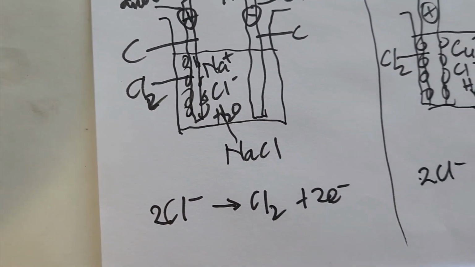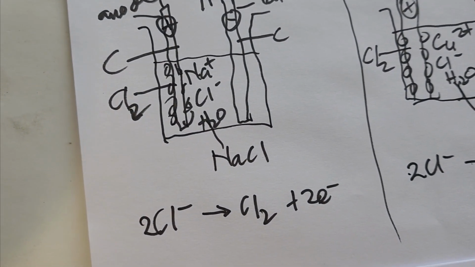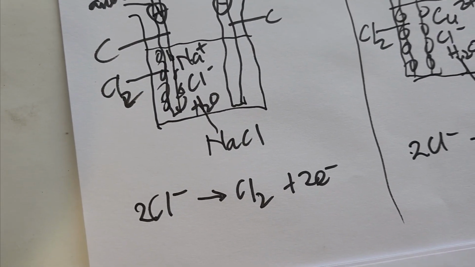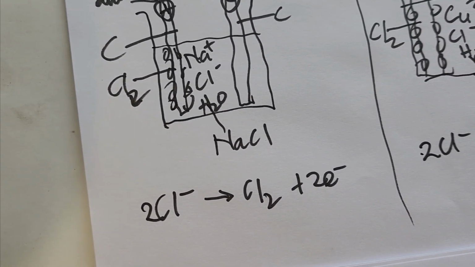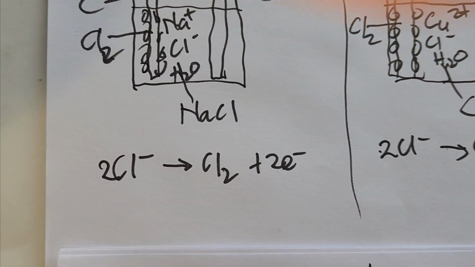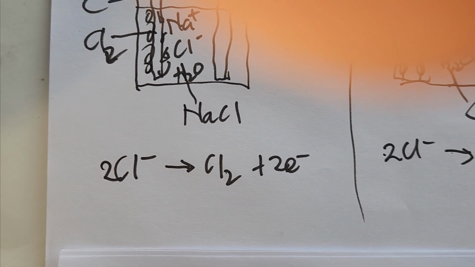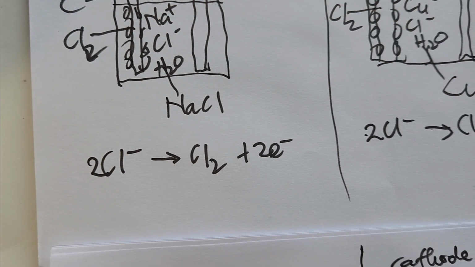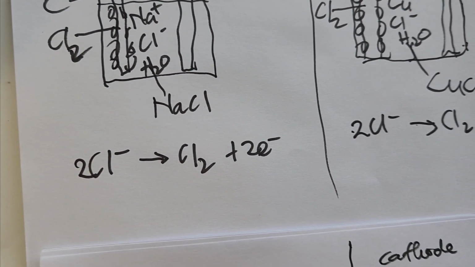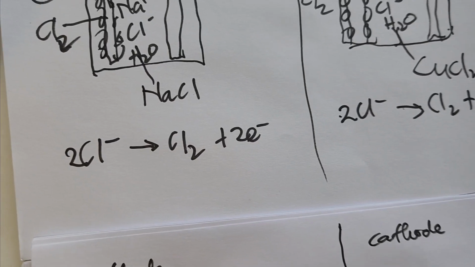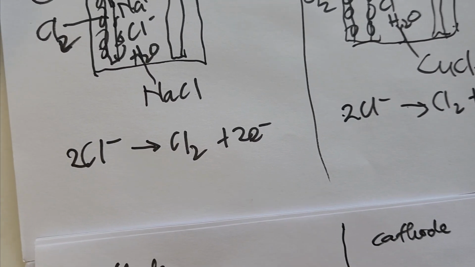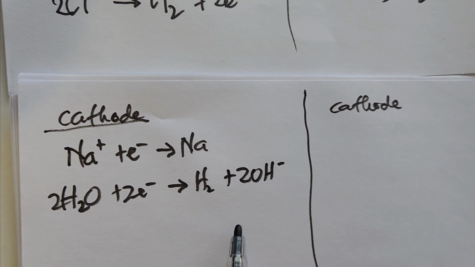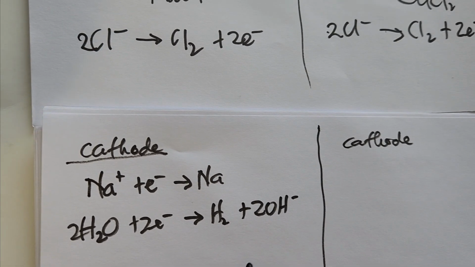You will find that there are 2 possibilities at the cathode of this cell, and also at the cathode of the other cell. In this one, at the cathode, we have the possibility of sodium ions being reduced to form sodium, or water being reduced to form hydrogen gas plus 2 OH minus. These are the 2 possible reactions that can happen at the cathode, but which one will take place between the 2?